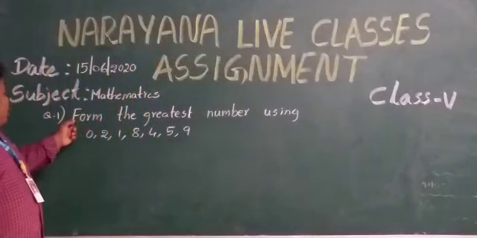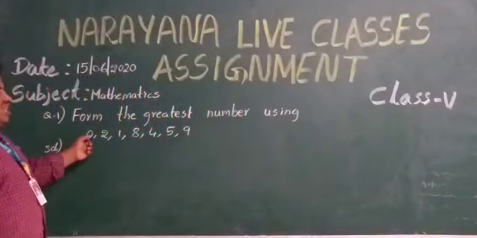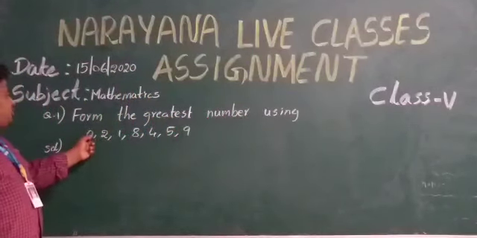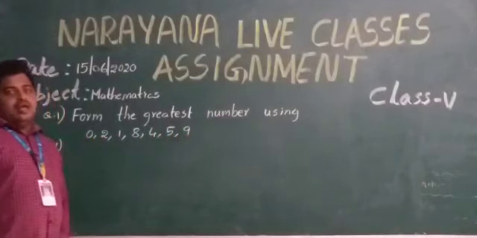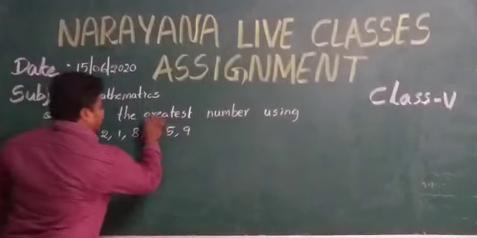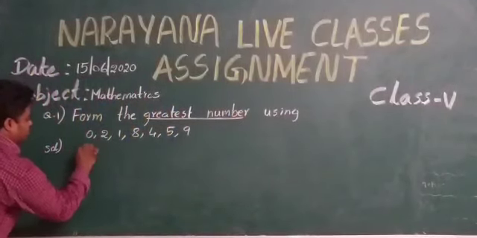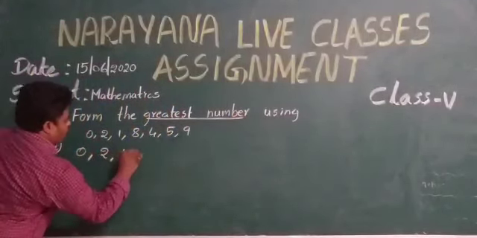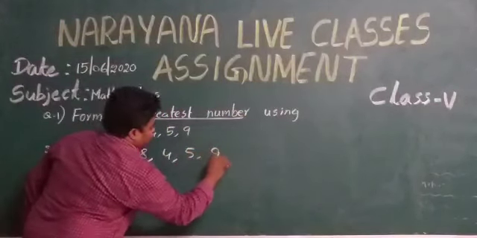First question: form the greatest number using the Hindu Arabic numerals 0, 2, 1, 8, 4, 5, 9. By using these digits, we have to arrange the greatest number. So the digits are 0, 2, 1, 8, 4, 5, 9.